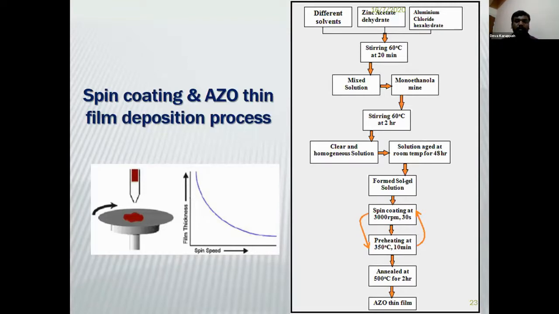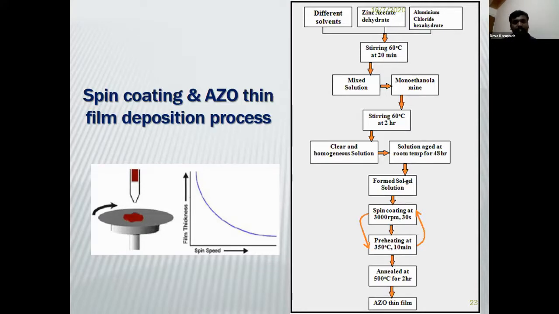This is the spin coating method. Here I used the same method to prepare the sol-gel solution. Then finally I kept it as an aged solution, at room temperature for 48 hours. The aged solution is used for solvent evaporation. This one is the spin coating, the arrow mark is the spinning process at 300 rpm for 30 seconds, and then it is also repeated several times to get the desired film thickness.